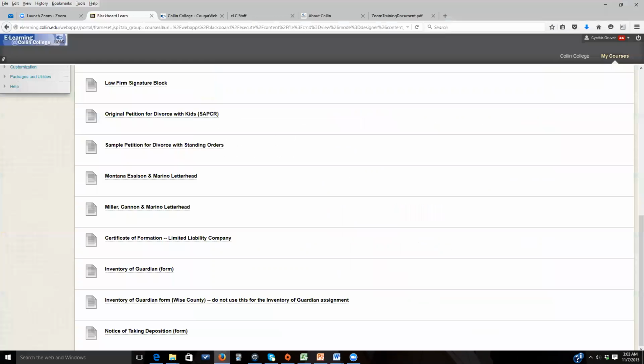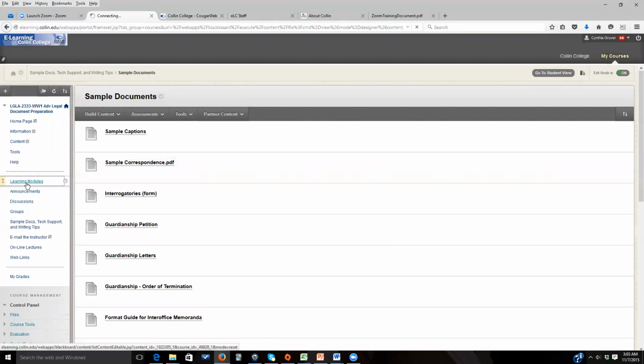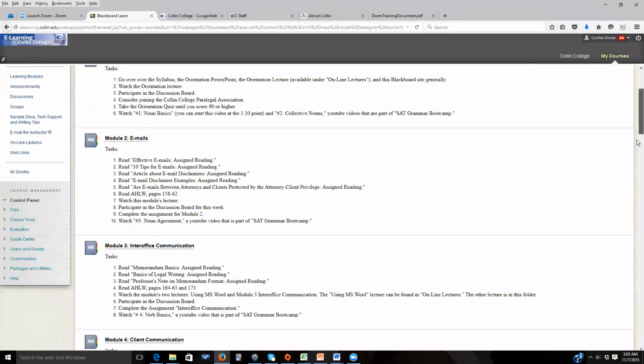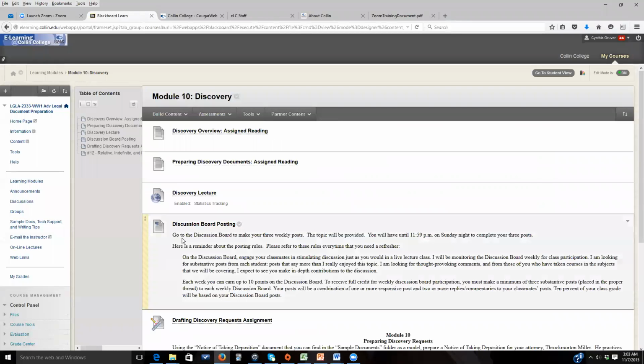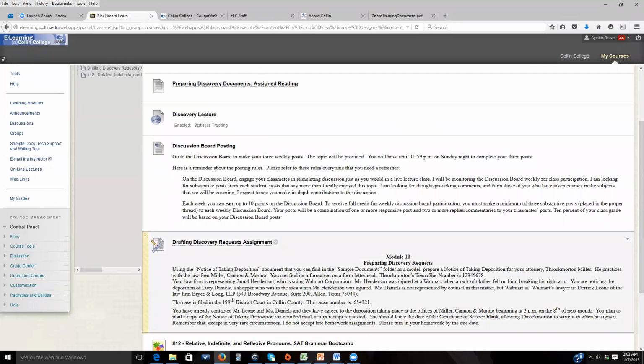Okay, let's go back to our learning module file where it's still in module 10. So let me scroll down to there. Let's look at the assignment. Okay, so what is our assignment? Using the Notice of Taking Deposition document that you can find in the Sample Documents folder as a model, we're going to prepare a Notice of Taking Deposition.